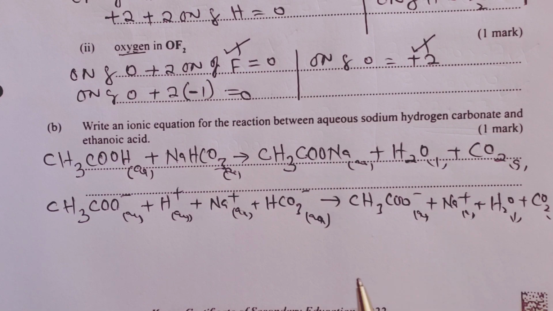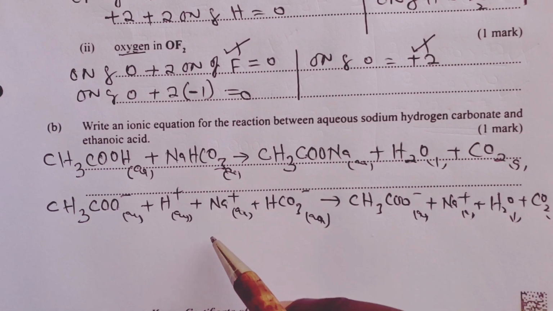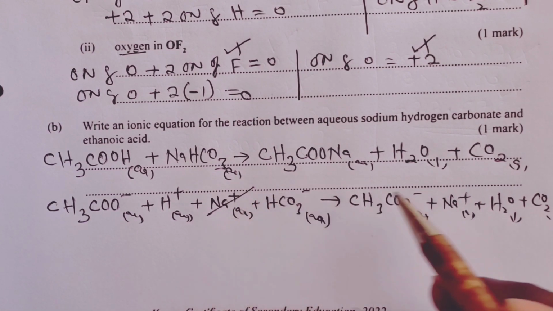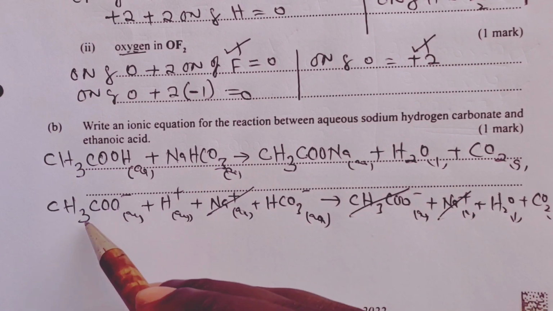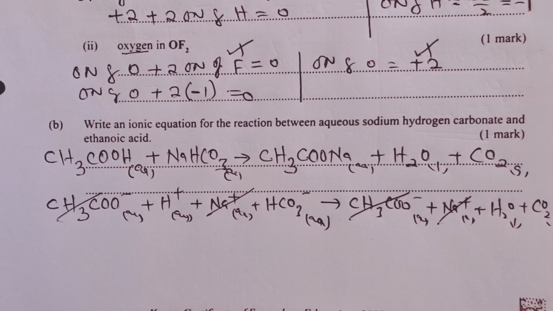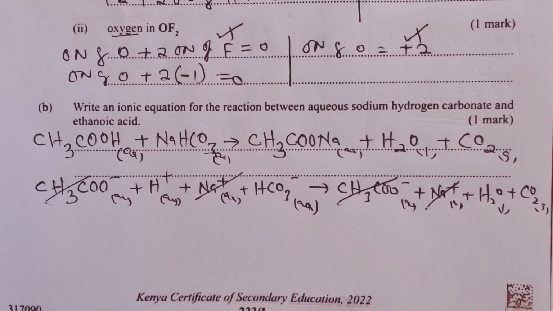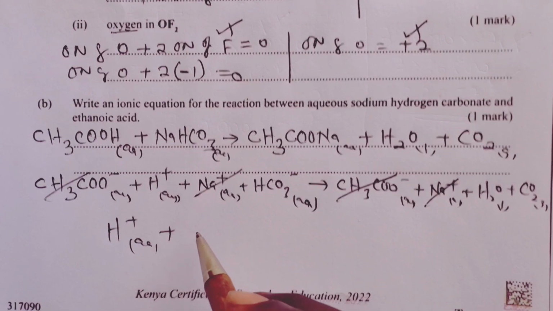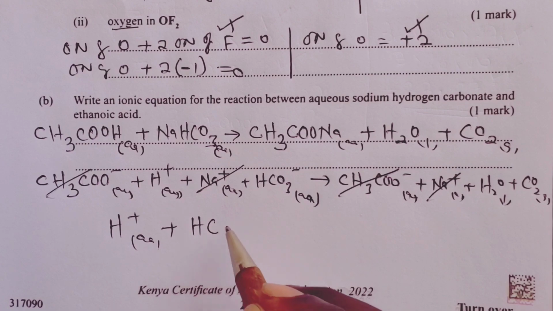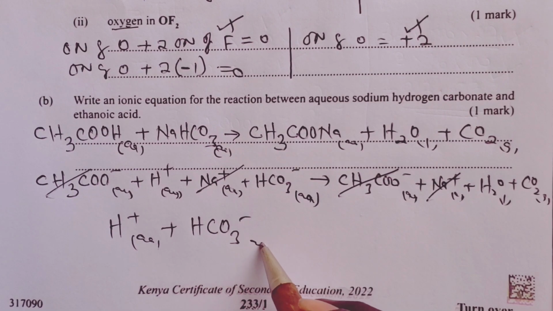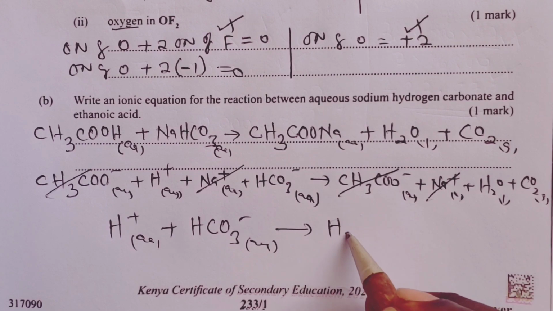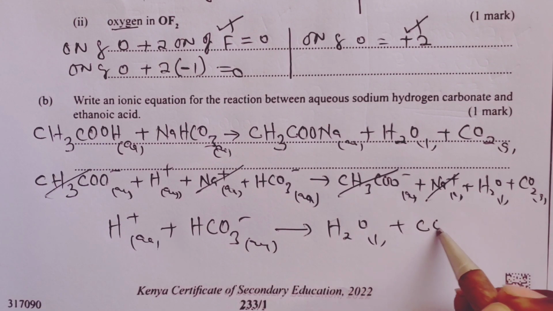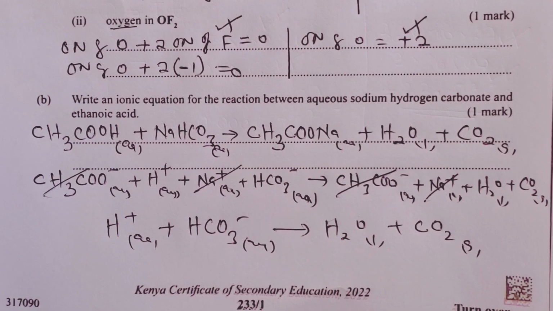After I've done this, what remains is to strike off spectator ions, those that appear on both sides. So sodium ions will go and the ethanoate ions. Those are what we call spectator ions. To get the ionic equation, I need to rewrite these excluding the spectator ions. So I have hydrogen ions reacting with hydrogen carbonate ions, and we form water and carbon dioxide. That becomes my ionic equation for 1 mark.